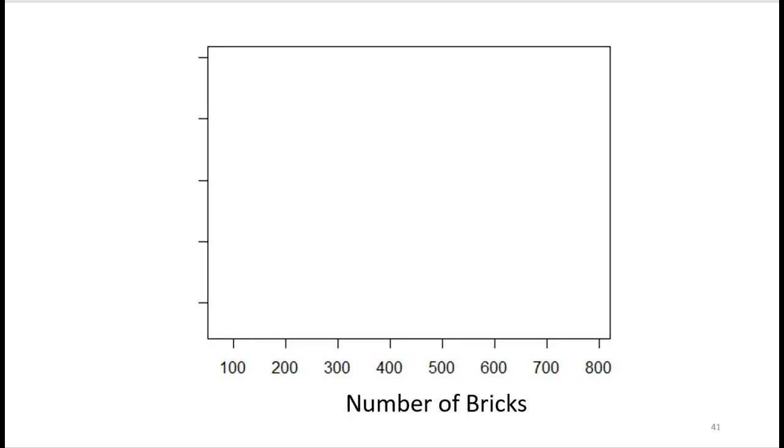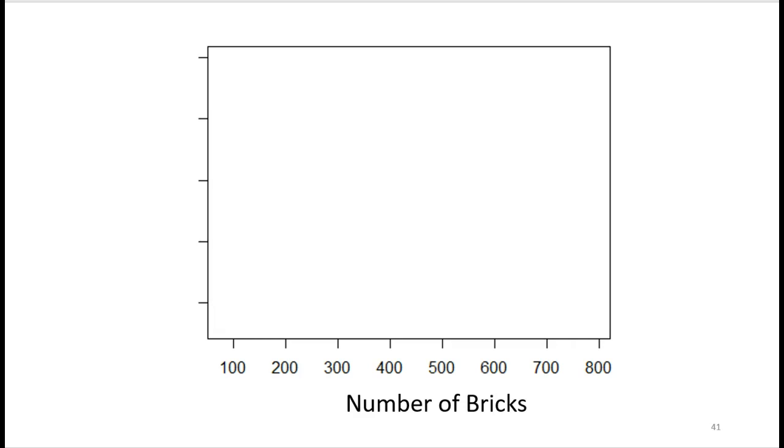To create the plot, we start by drawing the x-axis. Notice that the number of bricks range from 80 to 793. We want to place tick marks below the x-axis equally spaced so that we have enough values to cover the range of the number of bricks. For example, we could have the following.